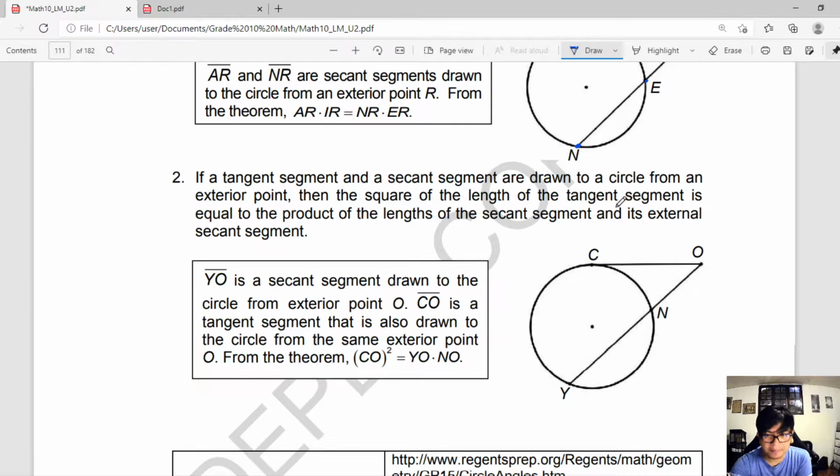From the theorem, get the square of the tangent. This one is a tangent line because it touches the circle at exactly 1 point. Get the square of the tangent, and that is equal to the product of the secant, YO, times the external secant segment. So, that is what theorem number 2 says.